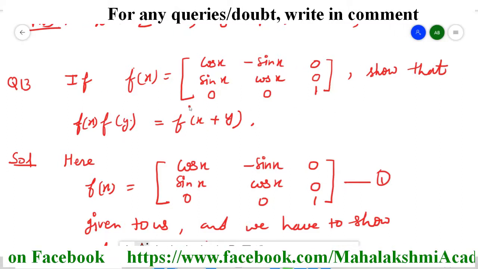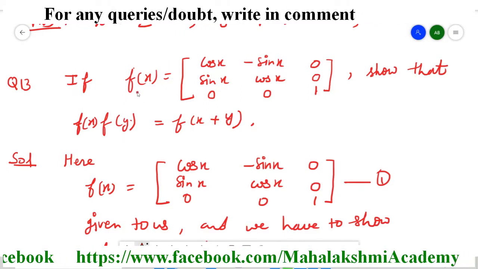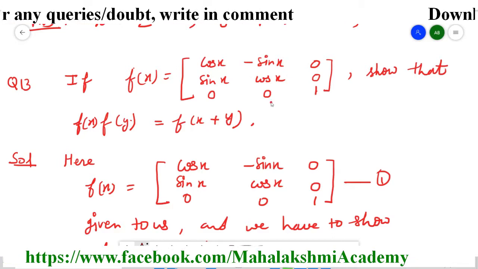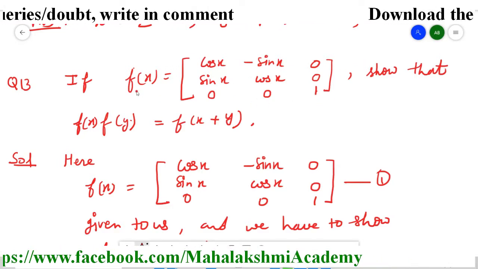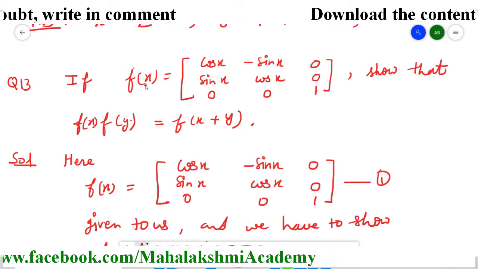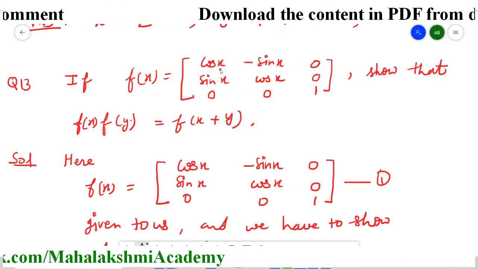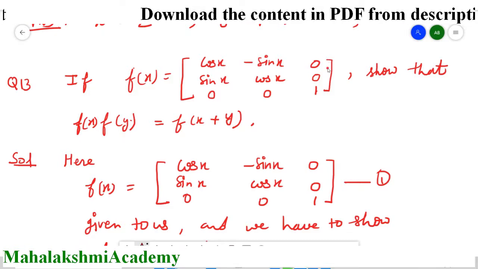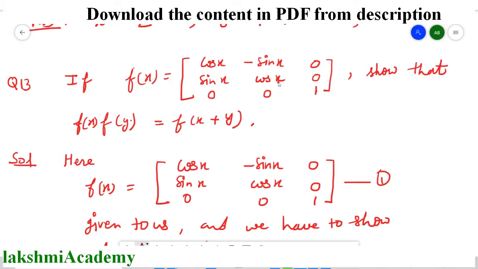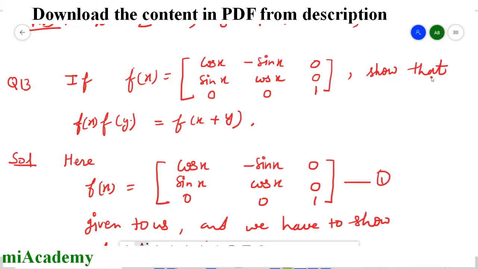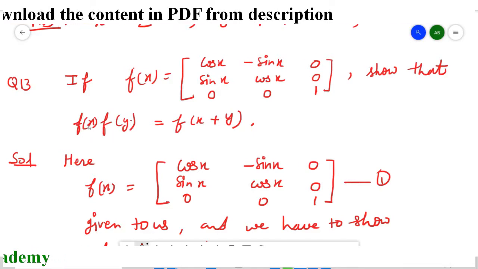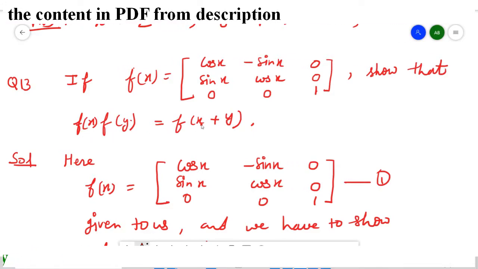So what's question number 13? Let's start. If f(x) is equal to a matrix that is given to us, its meaning is f is a function in terms of x which is defined as a matrix in which the elements are cos x, minus sin x, and all these are the elements. So it's a function, and we have to show that f(x) multiplied by f(y) is equal to f(x plus y).